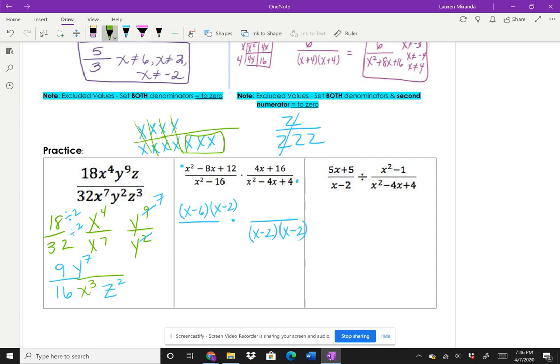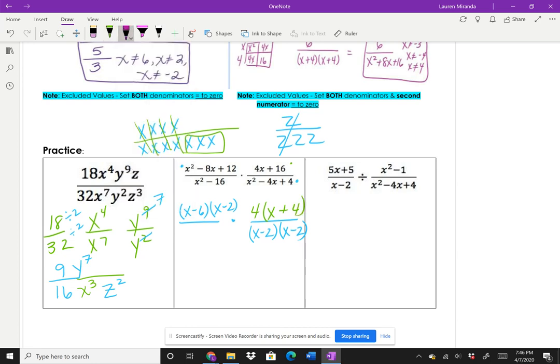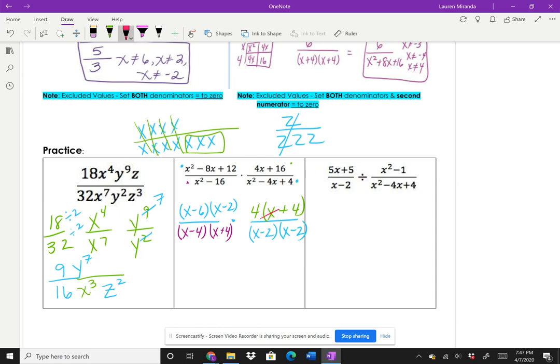Up top, this is going to be GCF, so my GCF is 4 times x plus 4. And then down here, we're using dots. So this is going to be x minus 4 times x plus 4. Now go ahead and check out what cancels. So x plus 4, x plus 4, x minus 2, and x minus 2.